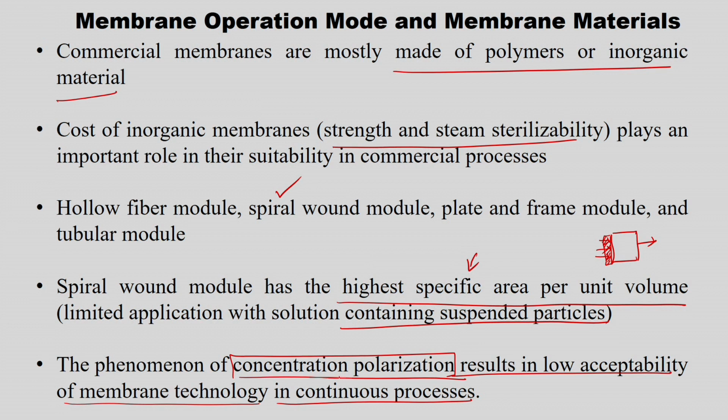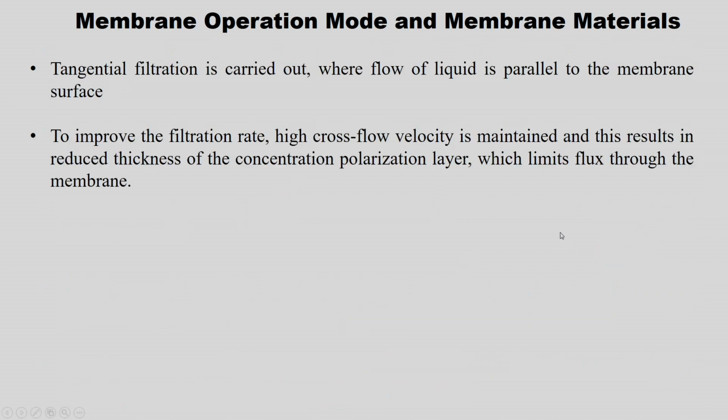So, the phenomenon of concentration polarization results in low acceptability of membrane technology in the continuous process, because in the batch process we know exactly the volume. So, based on that the membrane can be designed, but in the continuous flow the operation is continuous. So, since it is continuous, the concentration of retentate gets built up on the membrane surface. So, that is very much unwanted. And tangential filtration is carried out where the flow of liquid is parallel to the membrane.